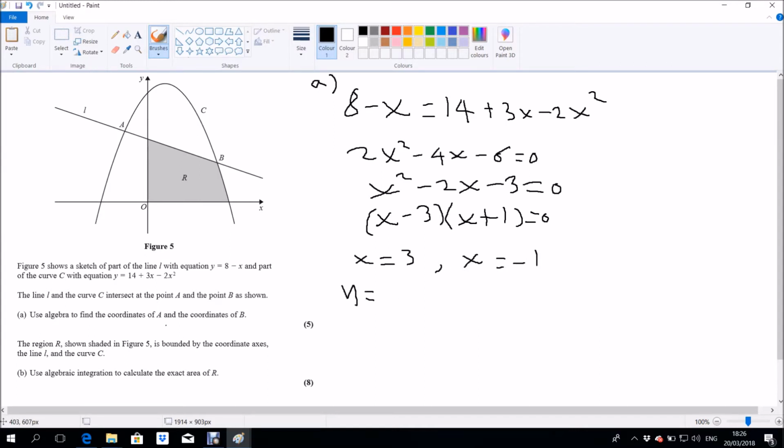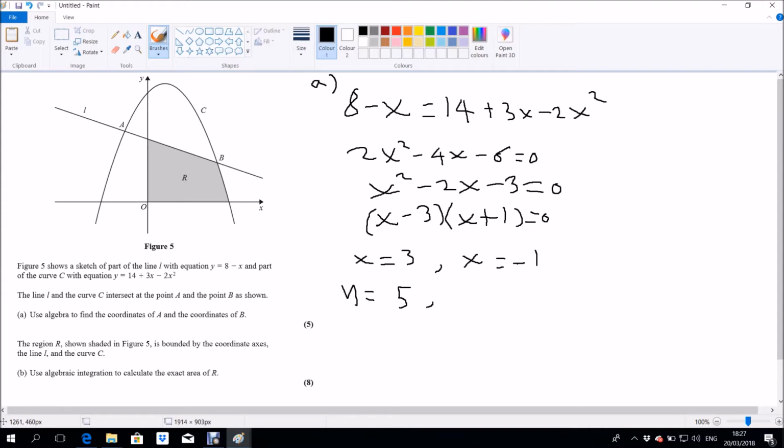It says find the coordinates, and it didn't say just the x coordinate, so we've got to find the y coordinate as well. So when x equals 3, what's y? y is simply 8 minus 3. 8 minus 3 is just 5.